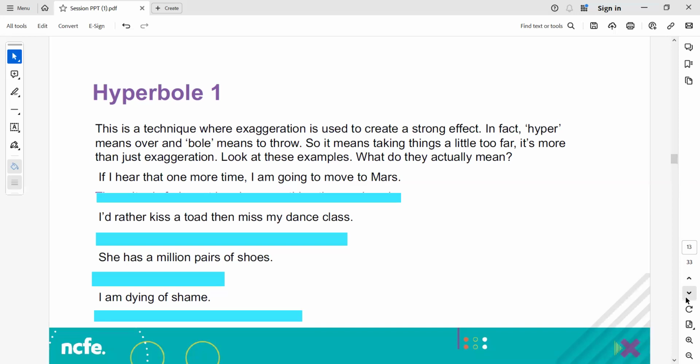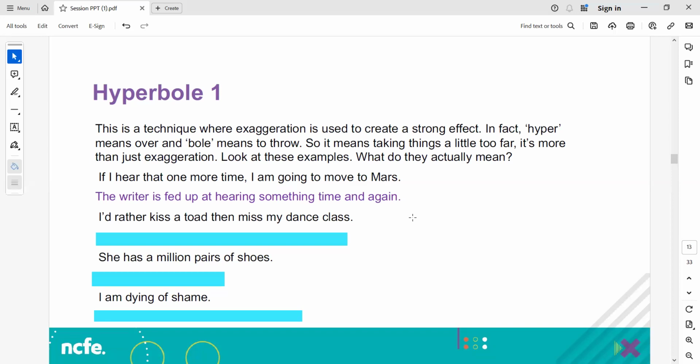So let's look at these example sentences and think about what they actually mean. If I hear that one more time, I'm going to move to Mars. So is the person actually going to move to Mars? No, it means that the person is extremely annoyed. I want to escape the situation. Yes, so they're really annoyed, and if they hear it again, they're going to remove themselves from that situation. They're going to go away somewhere. Good.